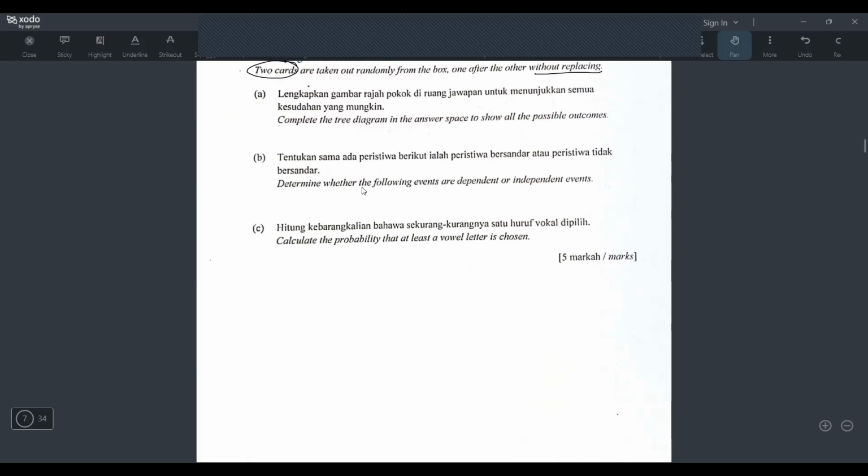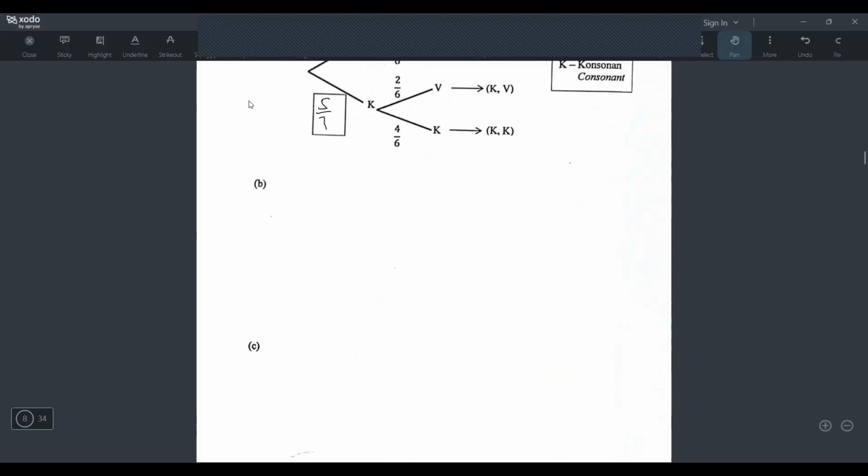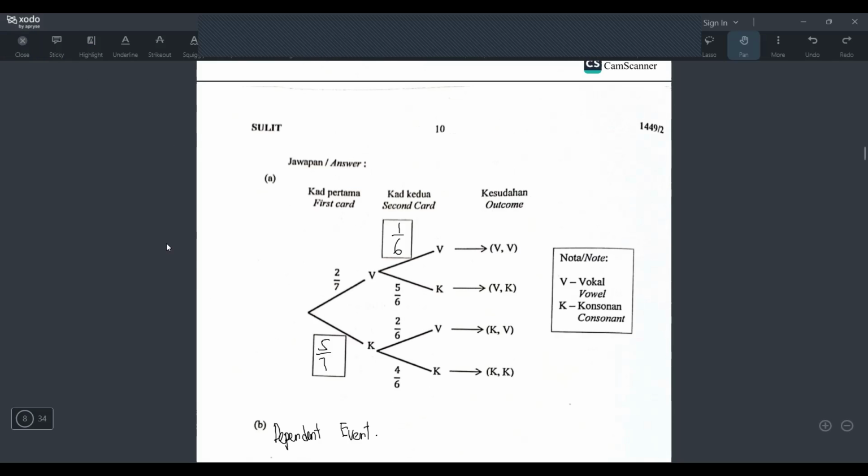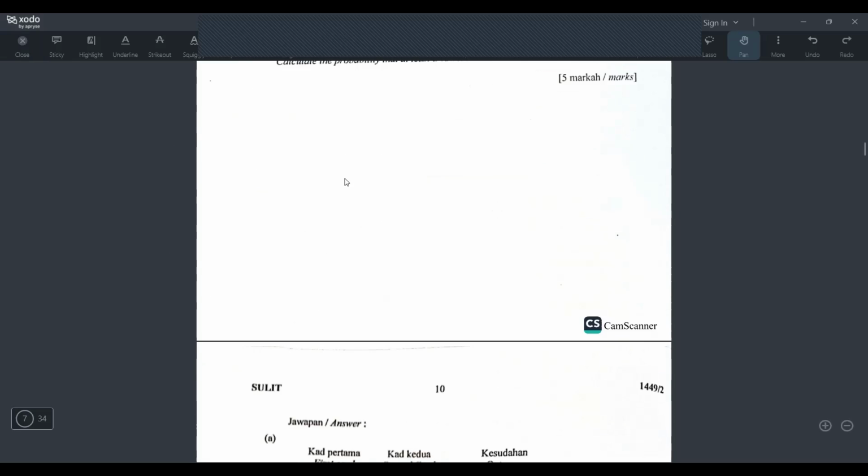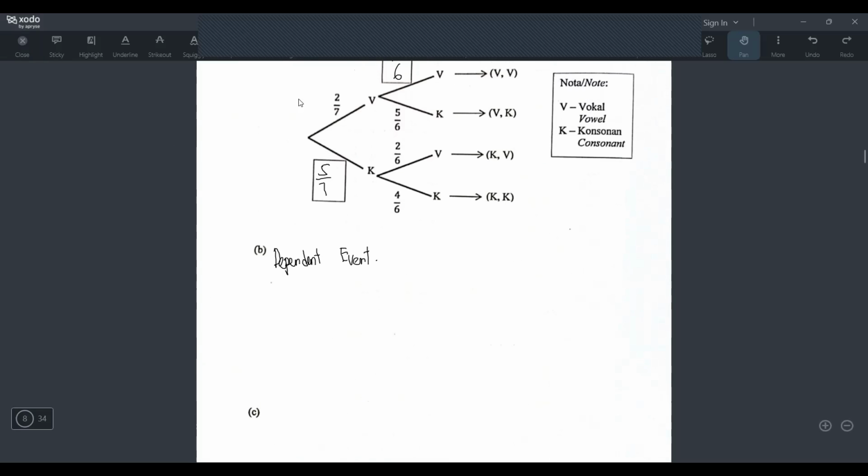Okay, part B. Determine whether the following events are dependent or independent events. Tentukan sama ada peristiwa berikut ialah peristiwa bersandar atau peristiwa tidak bersandar. I will tell you straight away, this one is bersandar. This one is dependent. They never ask us to write the reason, right? They just say dependent or independent, but I want to write the reason because I want you to understand what is dependent.